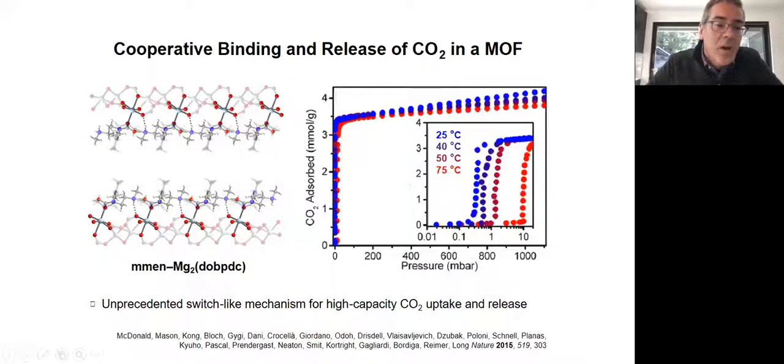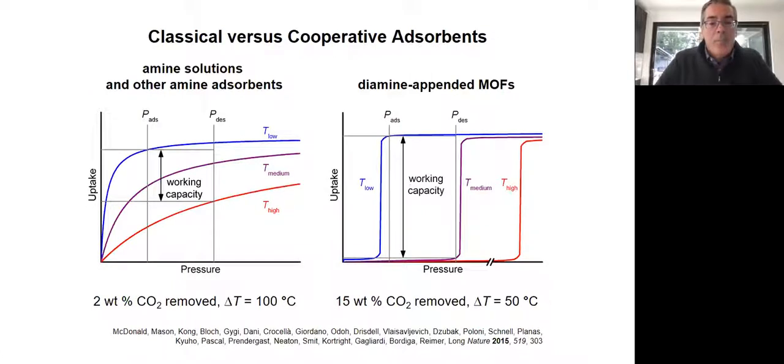And this works because we've got just the right diamine chain length to form these ammonium carbamate chains. And the point of this is that with those steps, you can then have a very large separation capacity with a small temperature or pressure change.